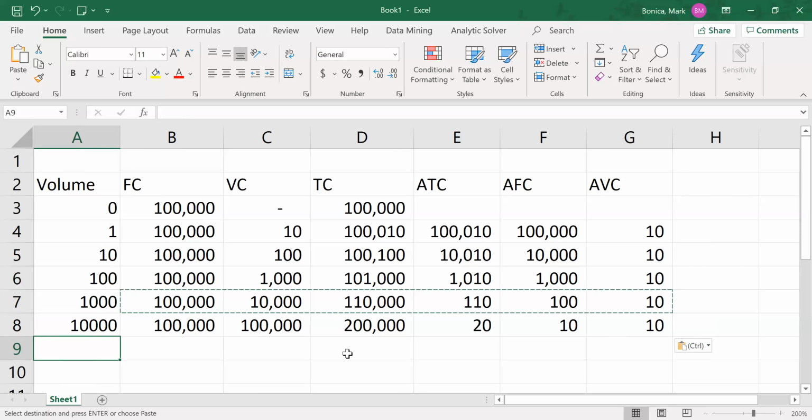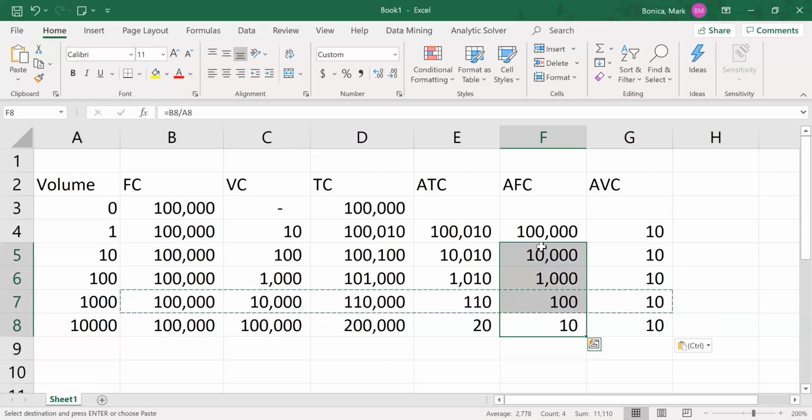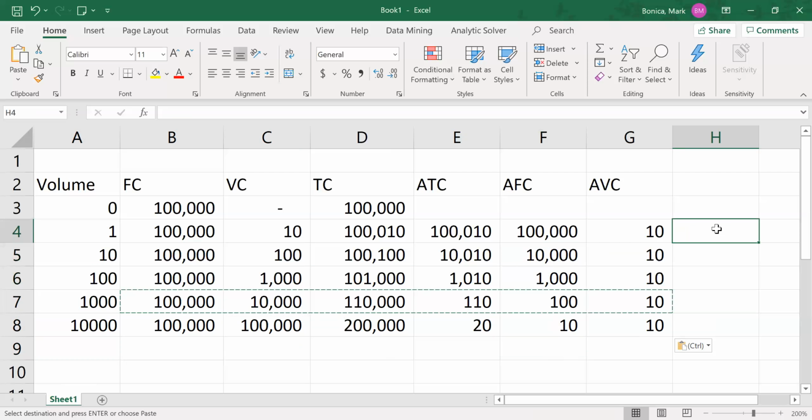How about our average fixed cost? Well, our average fixed cost has fallen from 100,000 to 10,000 to 1,000 to 100 to now 10. What about our average variable cost? It's not changing, right? We could build something that would change a little bit, but it's not changing. This is a very super simple model. So the average variable cost stays at 10, right? So the economies of scale come from the ability to spread the fixed cost over greater volume.